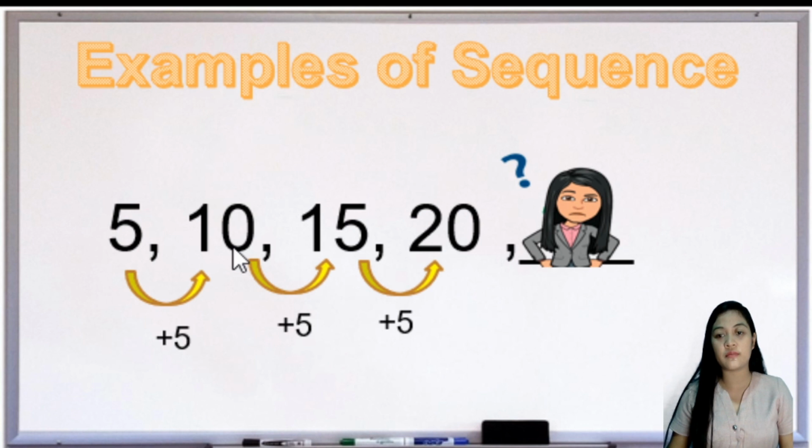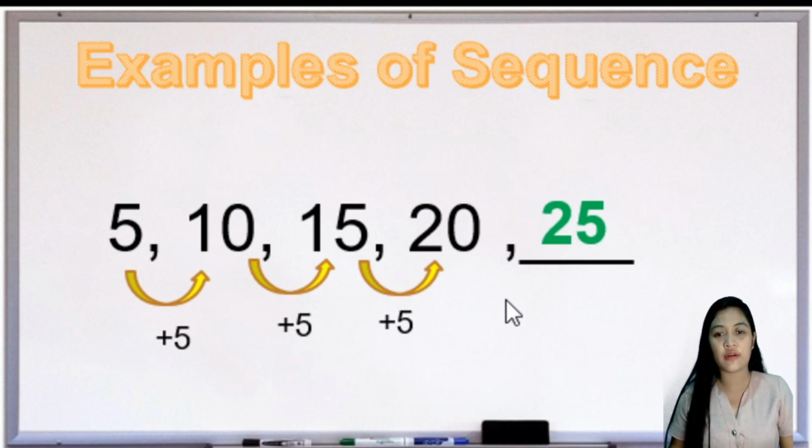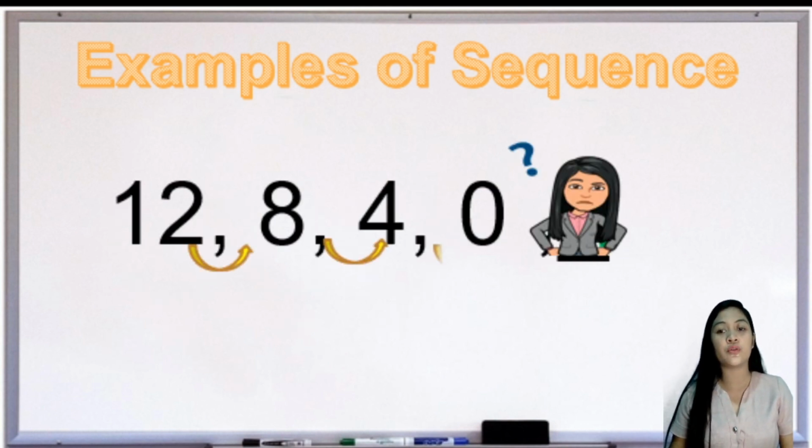So 5 plus 5 is 10, 10 plus 5 is 15, 15 plus 5 is 20. So if the rule here is we are adding 5 to get the next term, what is the next term? That is 25. Let's have another example. 12, 8, 4, 0. Now, think of it again.